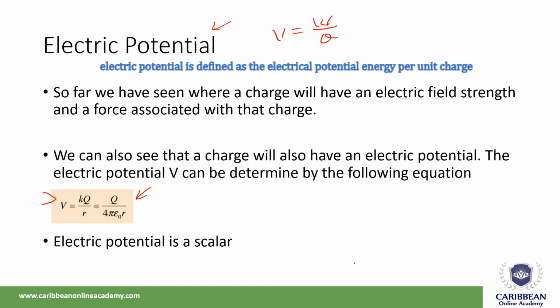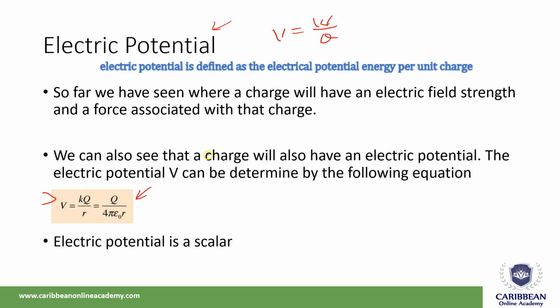So far we have seen where a charged particle will have an electric field strength, and so a force must be associated with that actual charge. Now we can also see that a charge will have what we call an electrical potential, and the electrical potential V can be determined by this equation.